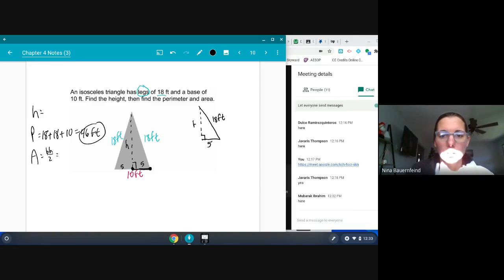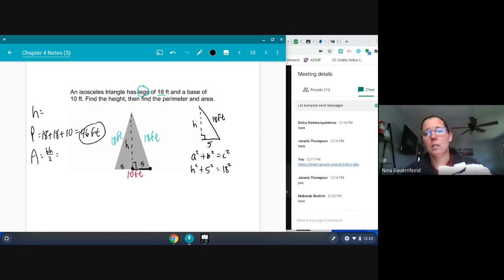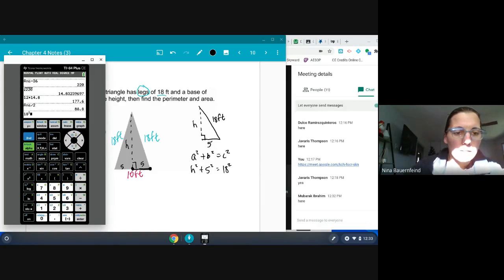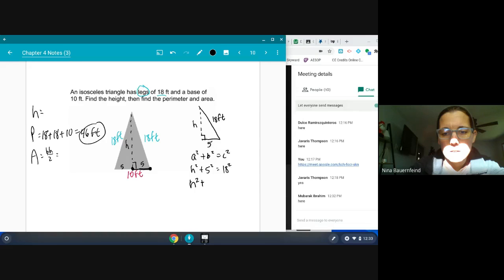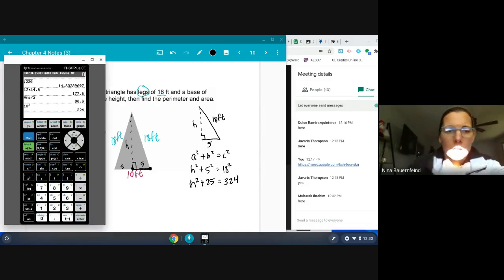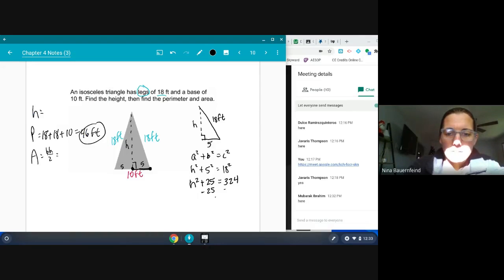And then here's the height that we're looking for. Okay, so we use the Pythagorean theorem again. We could just do h squared plus 5 squared equals 18 squared. 18 is the hypotenuse. That one's going to stay by itself. So 18 squared is 324. 5 squared is 25. So then we have to do minus 25 on both sides. So these drop. And you get h squared equals 299.